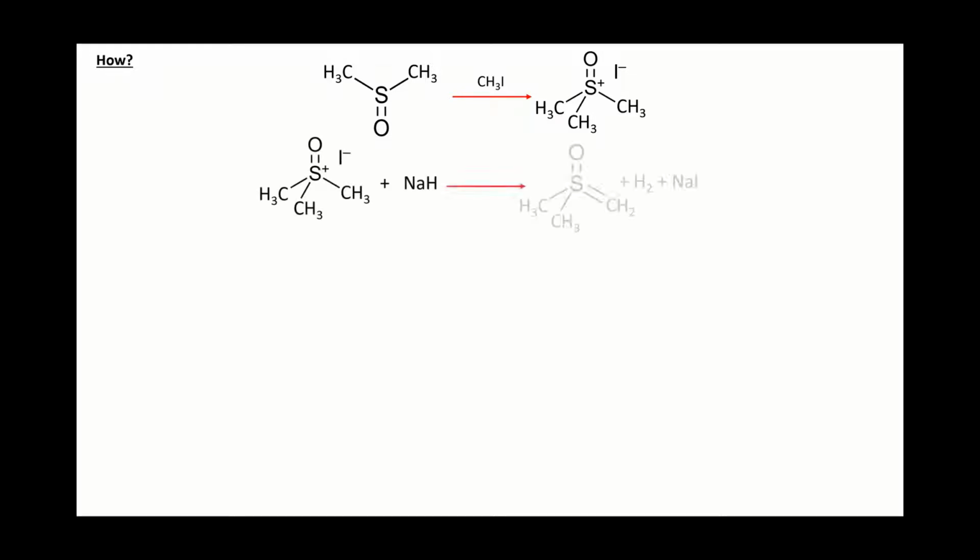But how do we get this reaction to undergo itself? Well, to create the sulfur halide, we will take DMSO, so dimethyl sulfoxide, and react it up with methyl iodide. We will then create the trimethyl oxosulfonium iodide salt. We then react this up with sodium hydride, a strong base, to create the halide itself, so dimethyl oxosulfonium methylide.